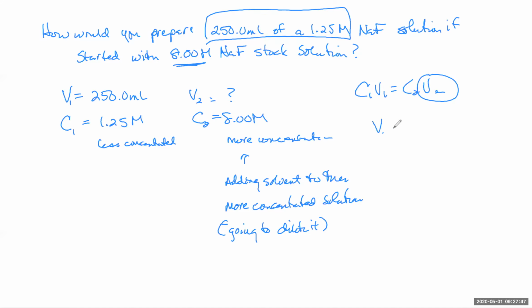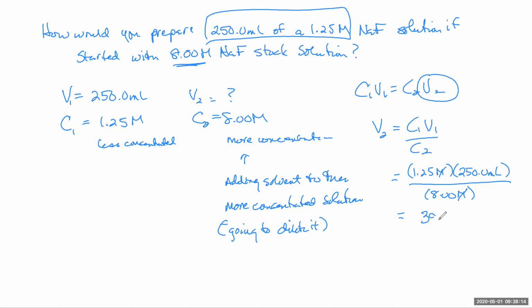So what am I going to get? V2 is going to be equal to C1V1 over C2. So I'm going to have C1, 1.25 molar, V1, 250 milliliters, divided by C2, 8.00 molar. Notice molar cancels out, and my answer is going to come out in milliliters. I have 3 sig figs, so I think this comes out to be 39.1 milliliters.